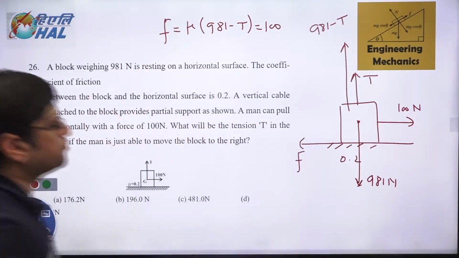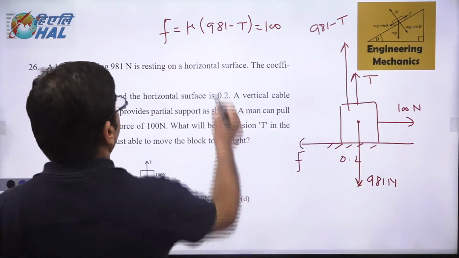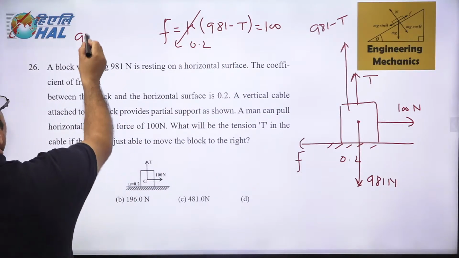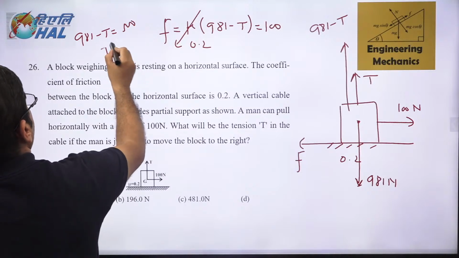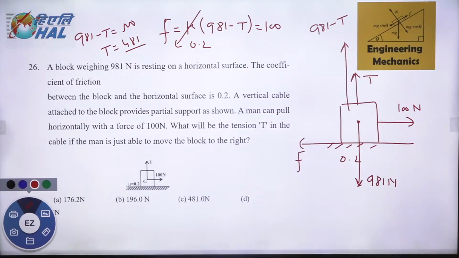So what is the friction force? Mu into normal reaction. What is the normal reaction? Normal reaction is nothing but 981 minus T. Right? So we want to find out what is the value of T. Mu is given as 0.2, and then 981 minus T is 100 by 0.2, that is 500. So T comes out to be 481 Newton. T comes out to be 481 Newton.